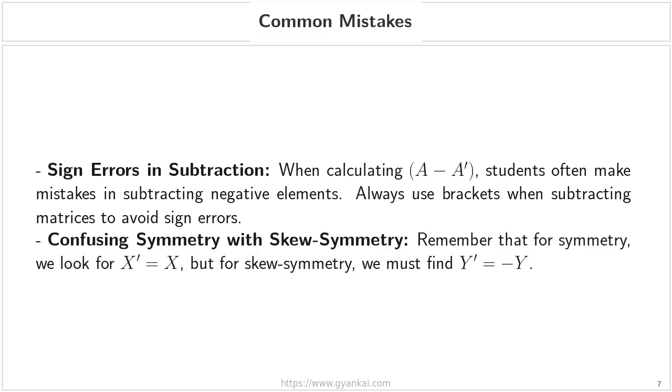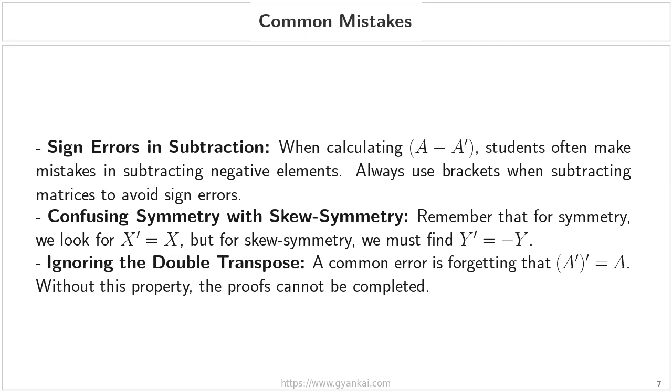Second, be careful not to confuse symmetry with skew-symmetry. As we established in our proofs, for a matrix to be symmetric, we are looking for the transpose to be exactly equal to the original matrix, which we represented as X transpose equals X. However, for skew-symmetry, the condition is different. We must show that the transpose is equal to the negative of the original matrix, or Y transpose equals negative Y. Third, do not overlook the double transpose property.